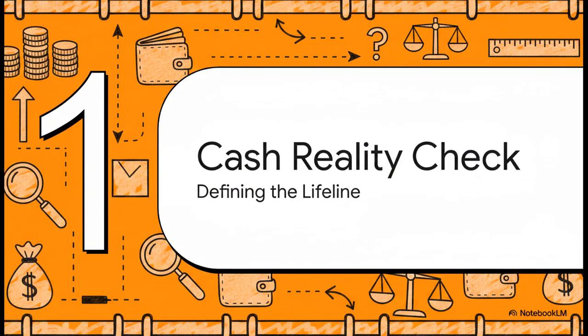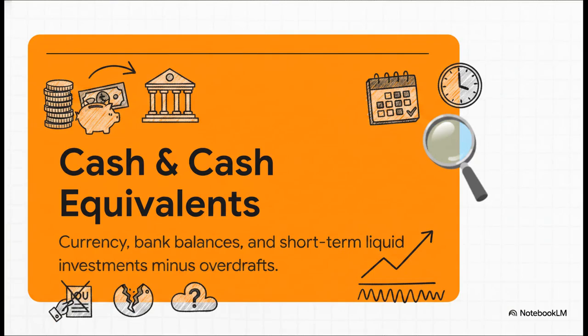All right, part 1, the cash reality check, defining our lifeline. Look, we all know profit on an accrual basis absolutely does not equal cash. Accrual profit is full of promises to pay later or expenses we literally haven't settled yet. But for our calculations today, we only care about hard liquidity. We're talking currency in hand, bank balances, demand deposits, and short-term liquid investments, minus any bank overdrafts. This definition right here is our absolute starting point. If a transaction doesn't touch one of these specific accounts, it does not belong in our math, period.